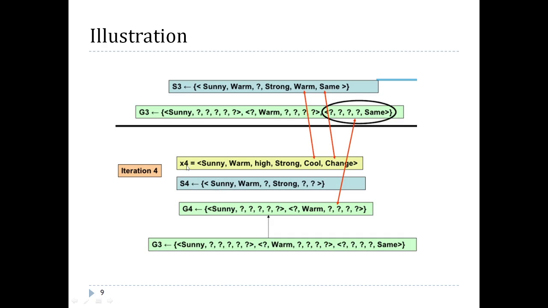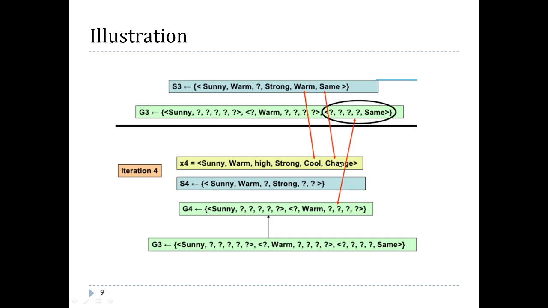Now in the fourth iteration, we'll consider the fourth training example, and we'll compare S3 and x4. Here it is sunny, here also sunny, warm, warm, here it is a question mark and here high. So we'll keep the question mark because it is in a general form. Then strong, strong, warm, and here these two values are different, so we'll make that a question mark. So this becomes S4.